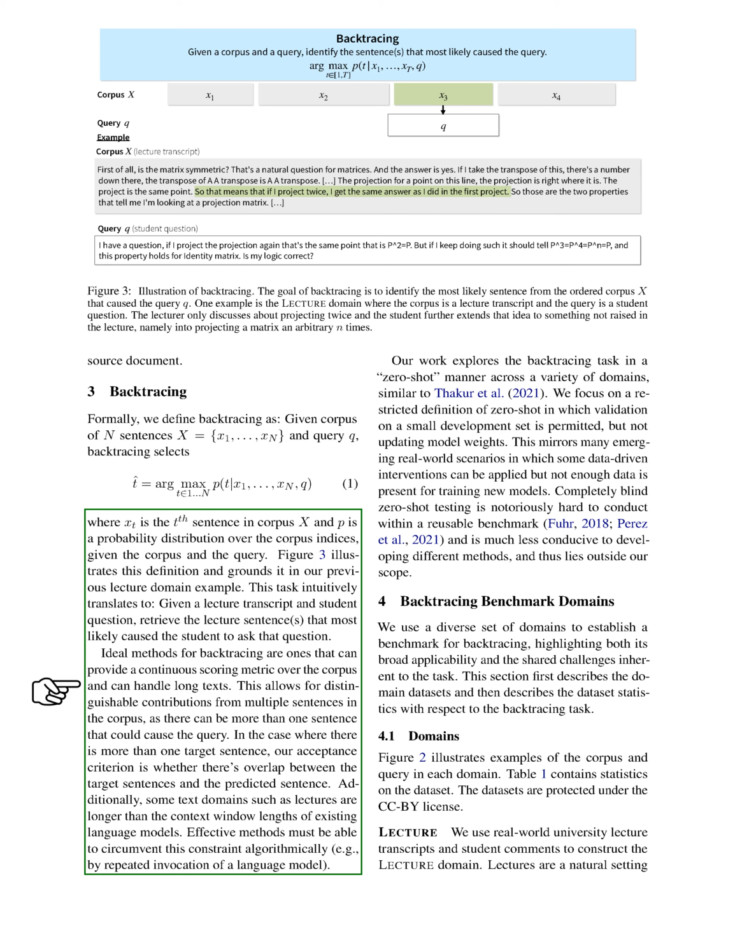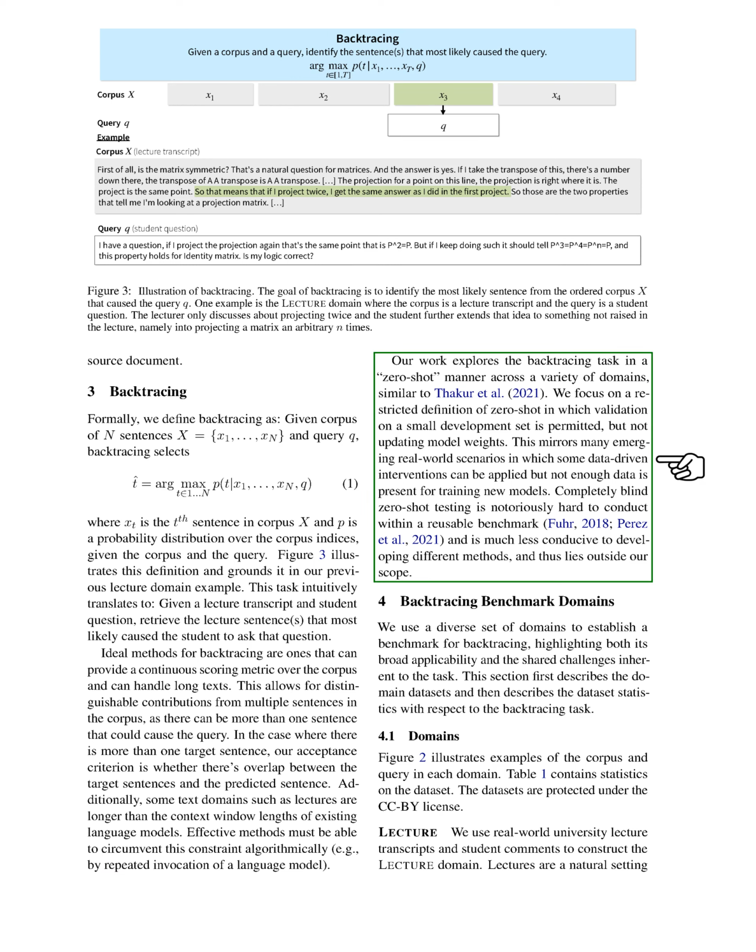Moreover, we acknowledge that some texts, like lecture transcripts, can be longer than what current language models can handle in one go. To address this, effective backtracing methods must find a way around this limitation, possibly by calling on a language model multiple times.